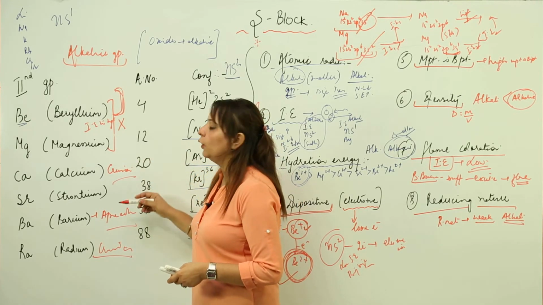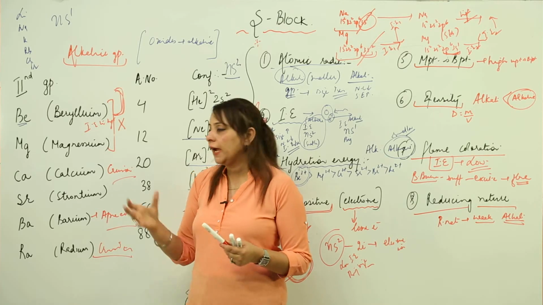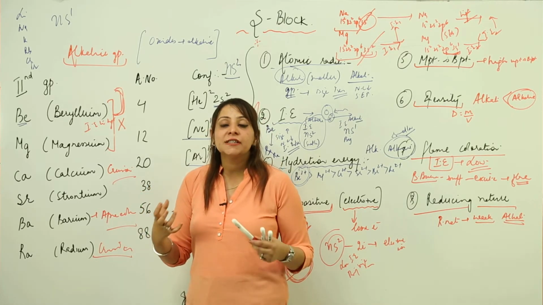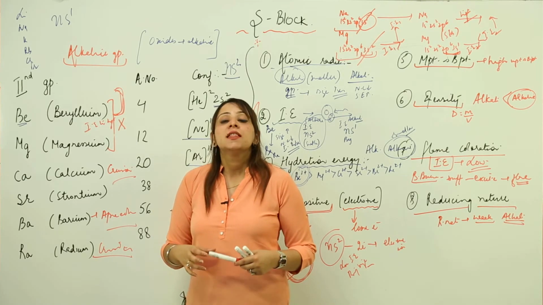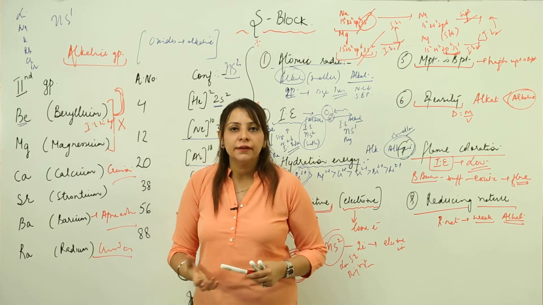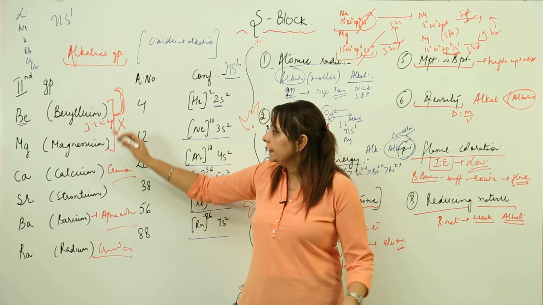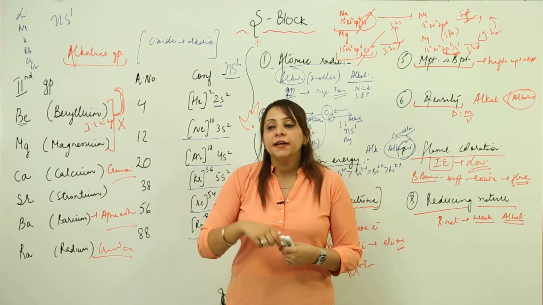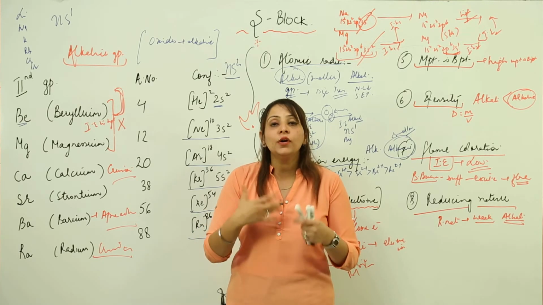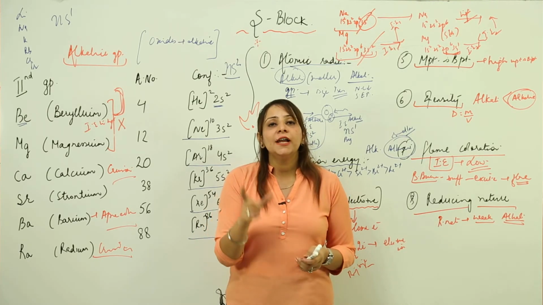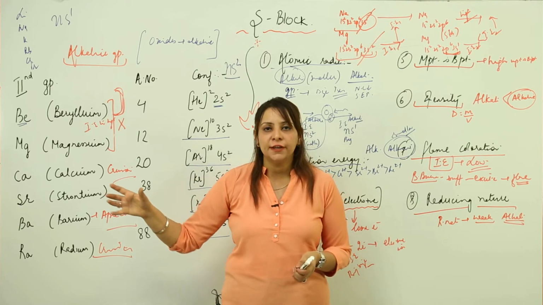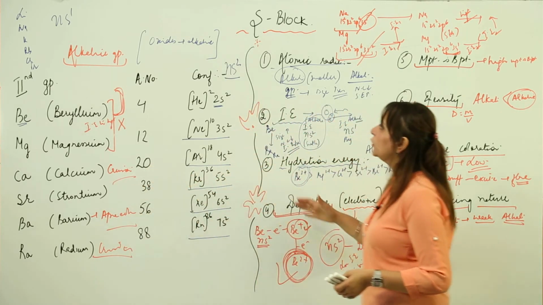But as we move down, we have seen that every time the size is increasing and the electropositive character is increasing because ionization energy is decreasing, therefore the reducing character is increasing. So that means as we move down, the reducing character keeps on increasing, or the electrode potential keeps on becoming more negative, and we know that when the value of electrode potential is more negative, it means the stronger the reducing agent is. So this is what we actually observe.